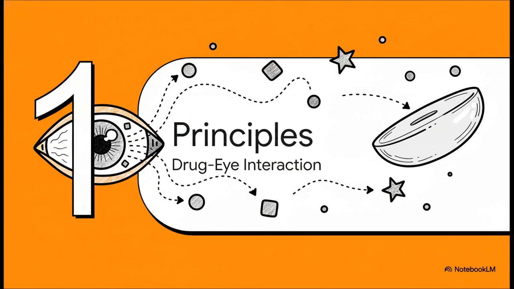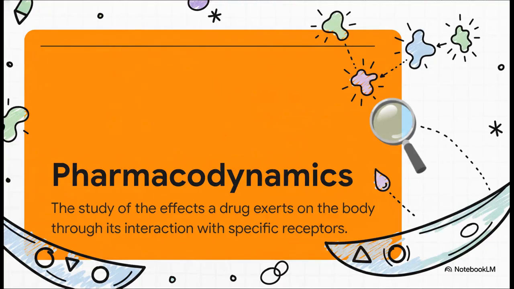Before we can even talk about interactions, we've got to get a handle on the fundamental rules of the game, the engagement between a drug and the eye. This is where it all begins. So pharmacodynamics. You can think of this as, pretty simply, what the drug does to the body. It's all about its mechanism of action, right? How it latches onto those specific receptors and creates the therapeutic effect we're actually looking for.